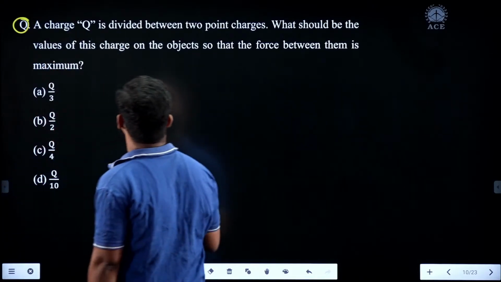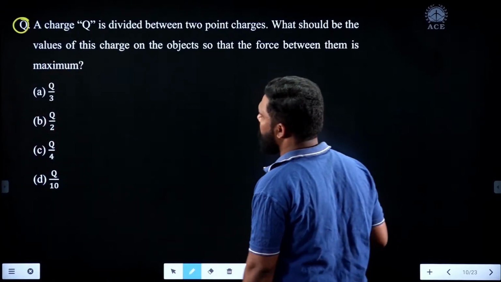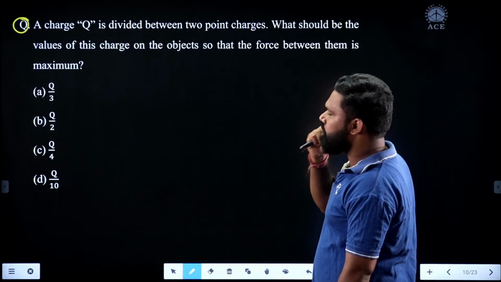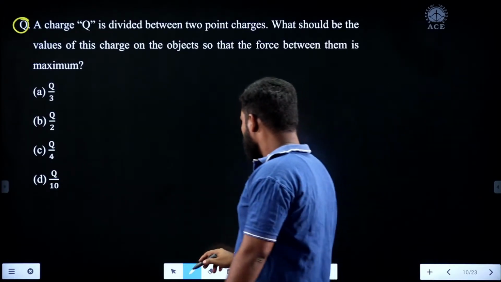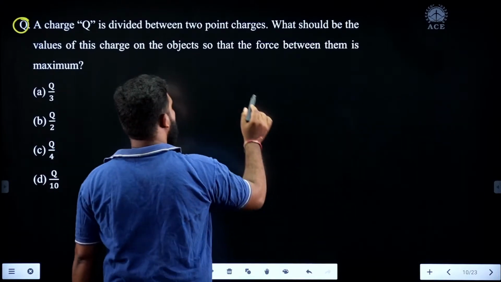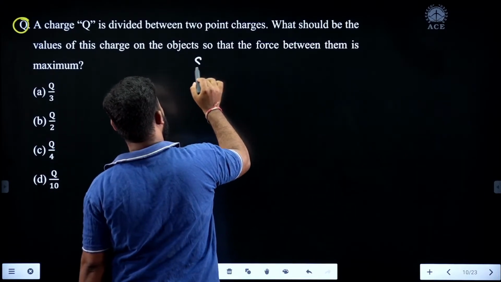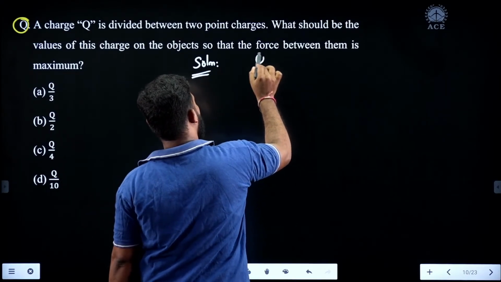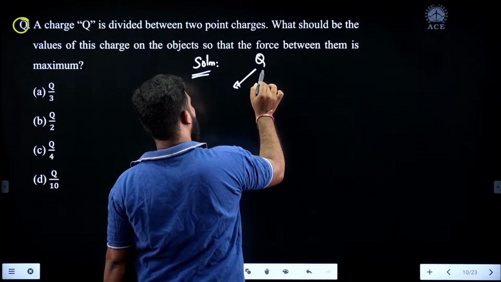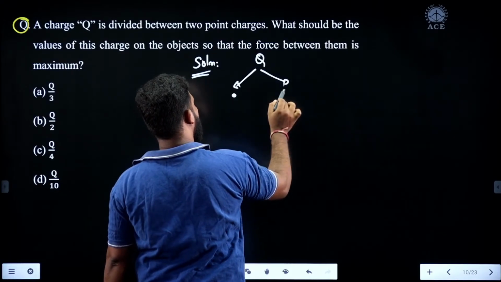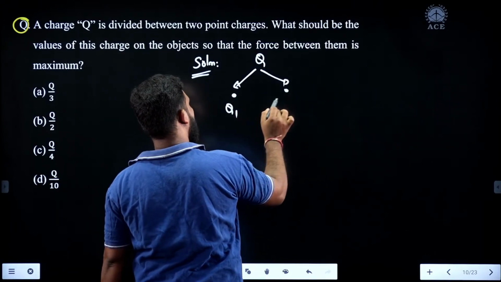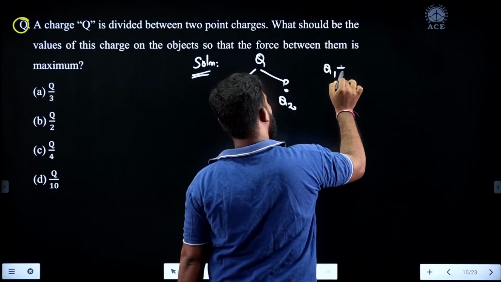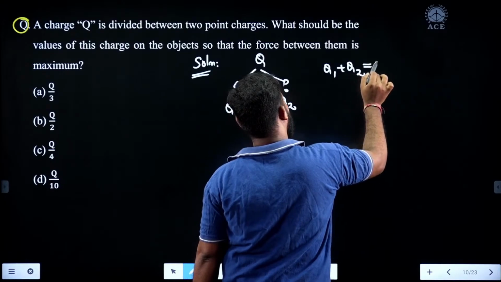A charge Q is divided between 2 point charges. What should be the value of this charge on the objects so that the force between them is maximum? See here, there is a charge Q. It's being divided into 2 point charges. Here it is Q1, here it is Q2. What is this Q1 plus Q2? It is equal to Q.